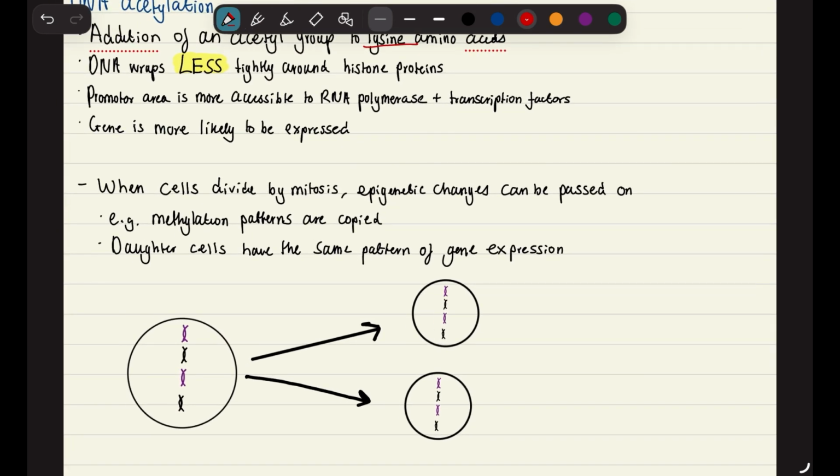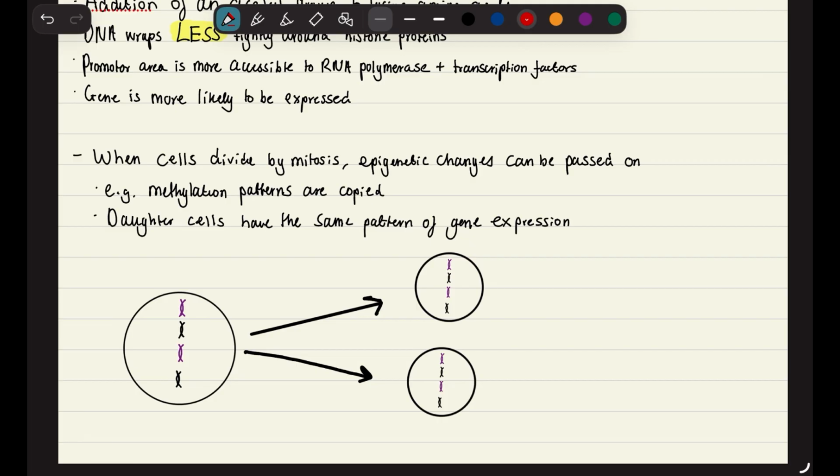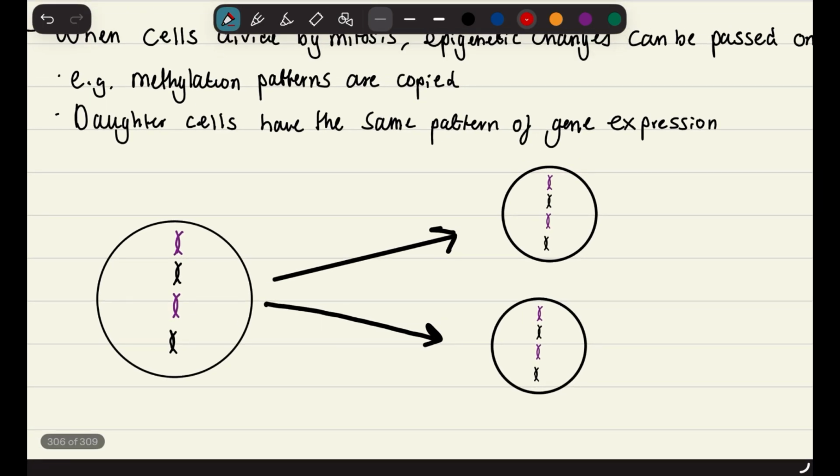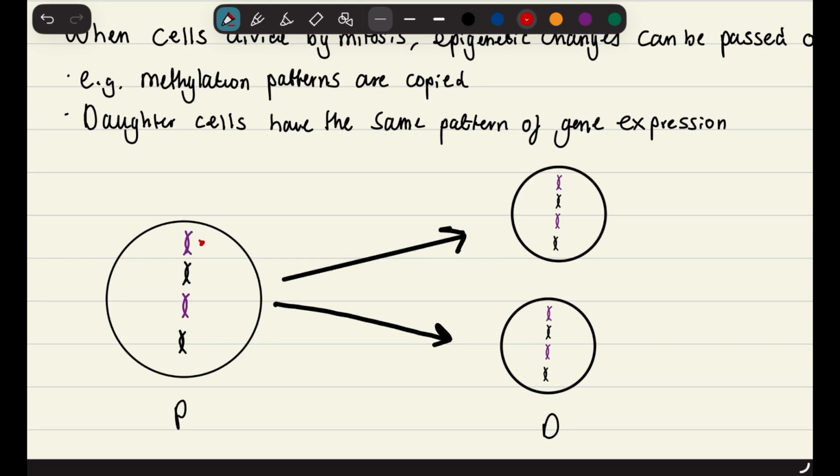And something that you need to be aware of as well is that when cells divide by mitosis, they can actually pass on their epigenetic modifications. So, for example, the methylation patterns are copied. Let's say, for example, I've drawn some DNA. That's your parent cell. These are your daughter cells. I'll put the P and the D on the same side. What we're saying is, say in red, this gene gets methylated. In both of the daughter cells, it's also going to be methylated, hence less likely to be expressed. We don't really talk about it in terms of acetylation, so just remember that. But you can pass on those modifications, so that's going to, in a way, affect how genes are expressed in your offspring as well.